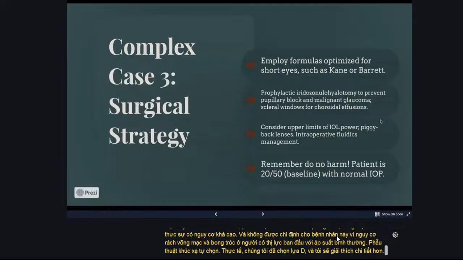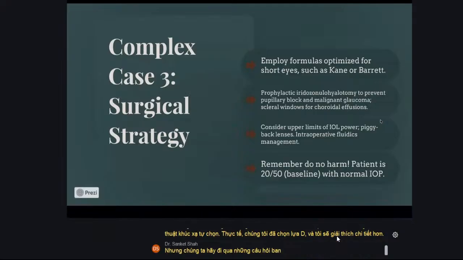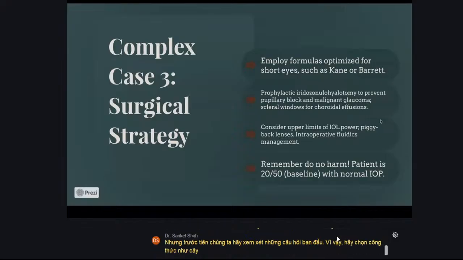But let's go through those initial questions first. So choosing formulas such as the Kane or the Barrett that are optimized for short eyes would be recommended, as I explained earlier.